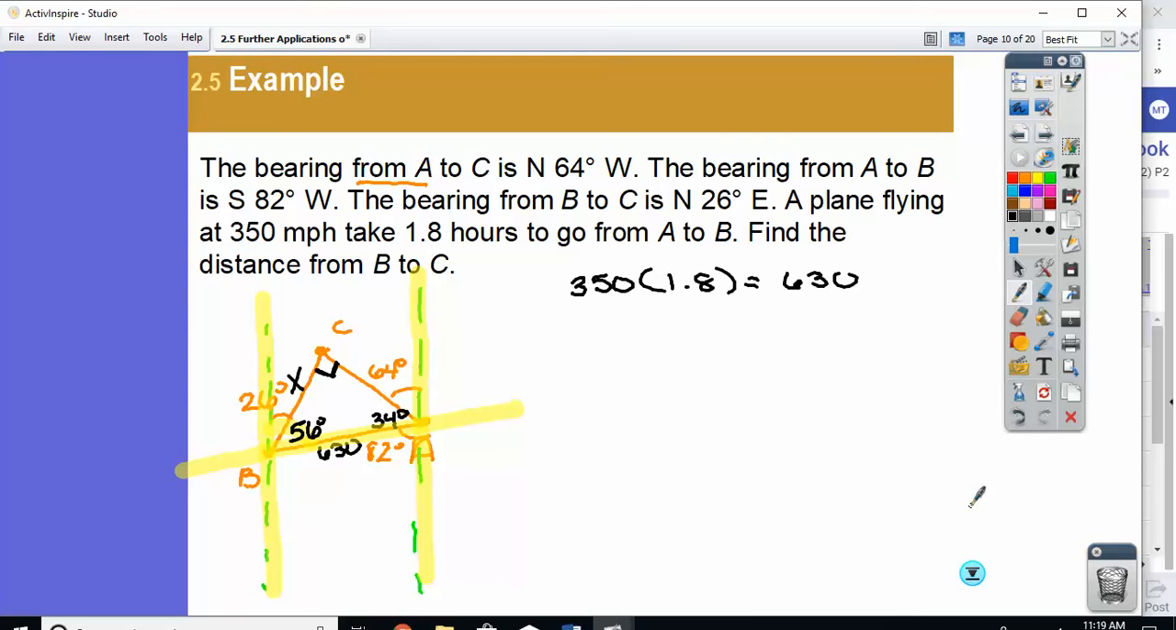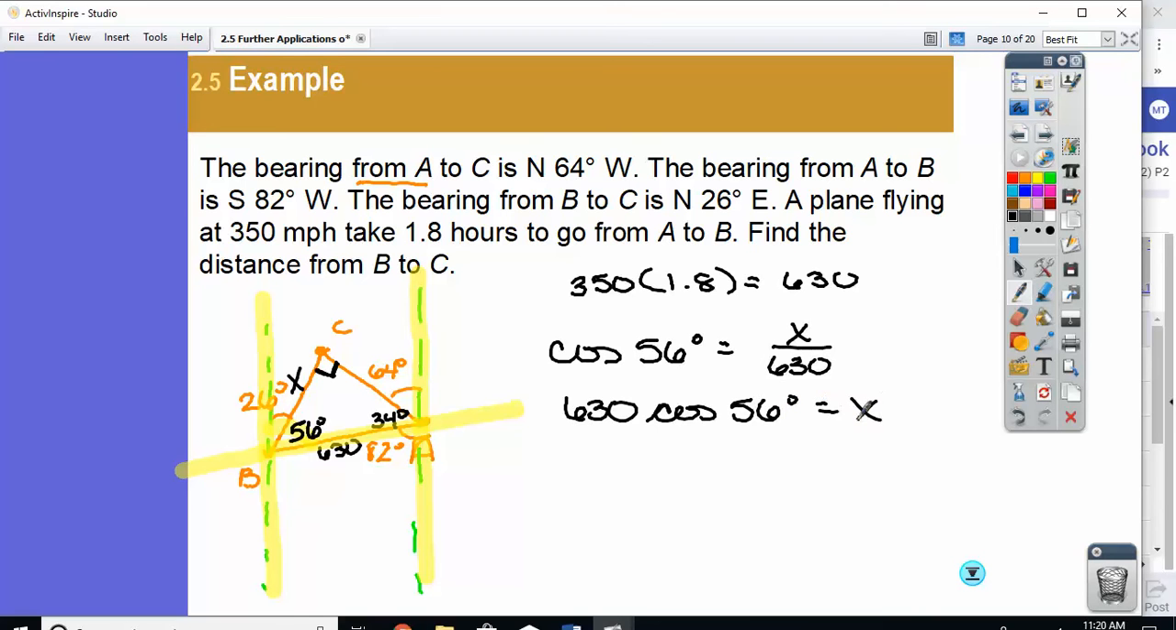Alright, so now we can set up a trig function. Use one of these angles, it doesn't matter which. Let's say I wanted the 56. From here, 630 is the hypotenuse and x is adjacent. So adjacent and hypotenuse means cosine. So the cosine of 56 equals x over 630. We'll multiply that over. Make sure you are in degree mode.